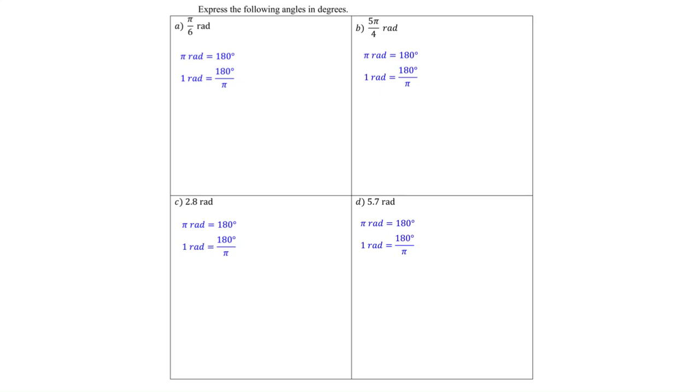Hello everyone, welcome to this video where we are required to express the following angles in degrees. Well, they are given in radian. So the very first thing that you all need to note is that pi radian is equal to 180 degrees.